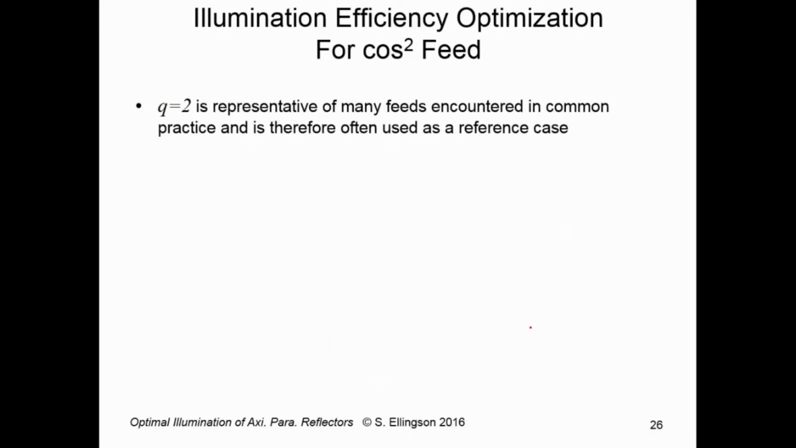Now, Q equals 2 is representative of many feeds encountered in common practice and therefore is often used as a reference case. I'm not saying that this is true in general. I'm simply saying that in the absence of other information, it's common to use Q equals 2 as a starting point. Now, if Q equals 2, then we know the directivity is 10, which is the same as 10 dBi.